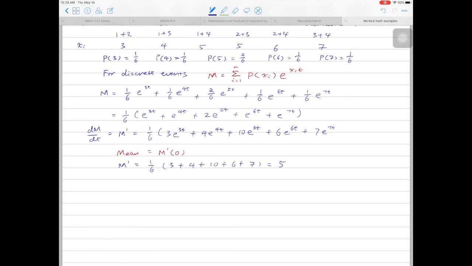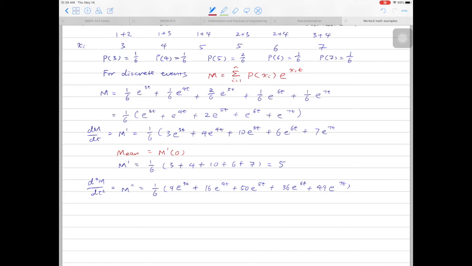By doing that, we'll take the second derivative. So we write down d squared M over dt squared, or we can write that as M double prime. This equals 1 over 6, 9 e to 3t plus 16 e to 4t plus 50 e to 5t plus 36 e to 6t plus 49 e to 7t.